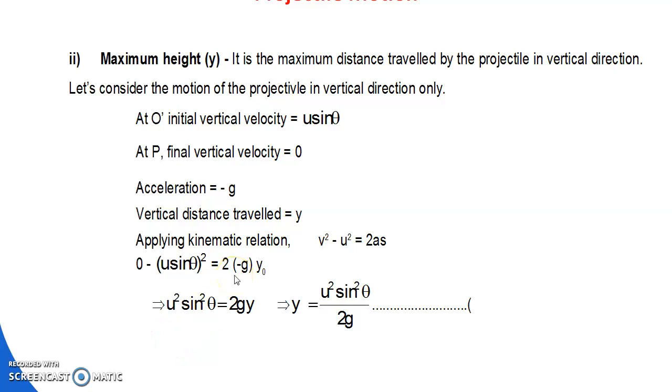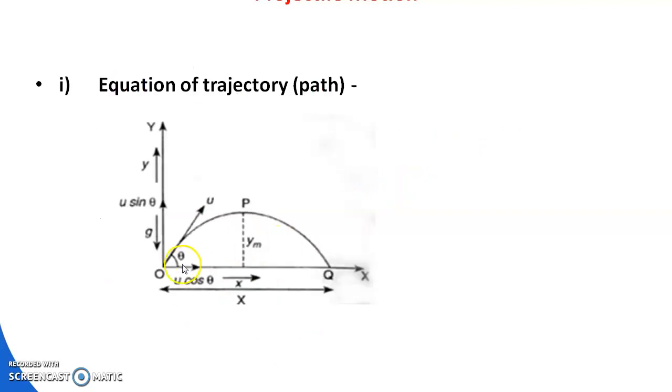So while we are discussing projectile motion, we have already discussed what projectile motion is and in which path the projectile is moving. What is the equation of trajectory? We found the equation of the trajectory is parabolic. That means in this path, what is the equation of this path? And mathematically we proved that the equation of the path is parabolic in nature.